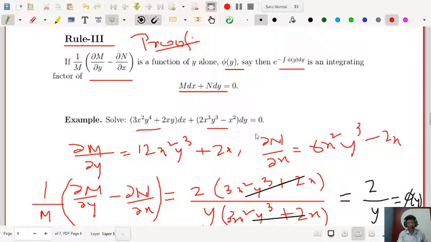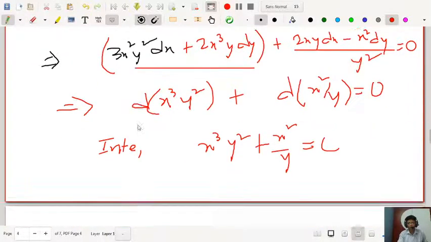You can check that for M, if it is a function of y alone, apply your integrating factor e to the power minus integral phi(y) dy. You can check it for 1 by N (del M by del y minus del N by del x). If it is a function of x alone, that is for rule 2, e to the power integration f(x) dx is an integrating factor.